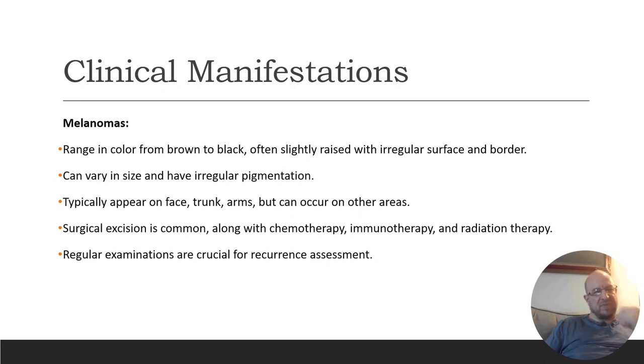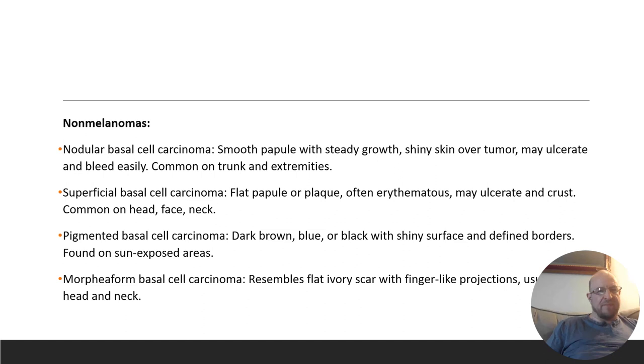Clinical manifestations, we'll go over these real quick. Range in color from brown to black, that's melanomas. Often slightly raised or irregular surface, that's how you can kind of tell. Vary in size and have irregular pigmentation. Typically appear on the face, trunk, arms, but can occur in other places. Surgical incision is common, while chemotherapy, immunotherapy, and radiation therapy are also used. Regular examinations are crucial.